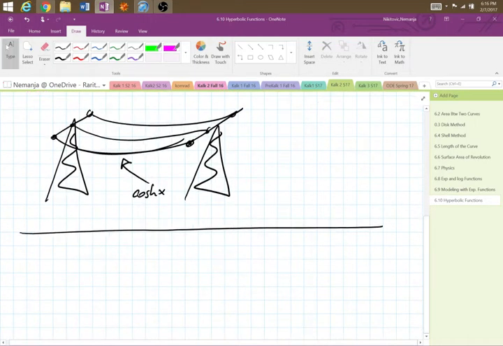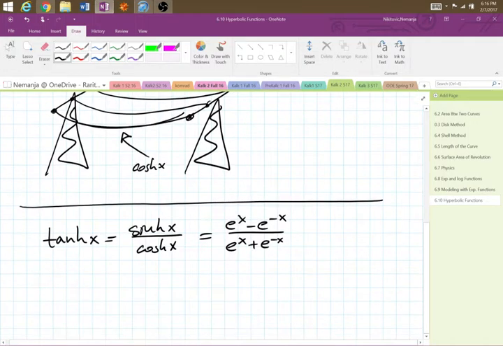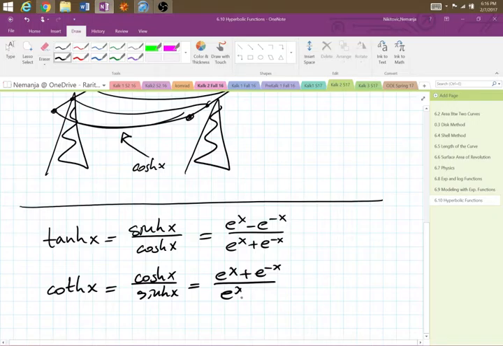Now we have the other ones. The tangent hyperbolic x is going to be sine hyperbolic x over cosine hyperbolic x, where the denominators 2 will cancel off, and you will get e to the x minus e to the minus x over e to the x plus e to the minus x. And cotangent hyperbolic x is going to be cosine hyperbolic x over sine hyperbolic x, which is going to be e to the x plus e to the minus x over e to the x minus e to the minus x.